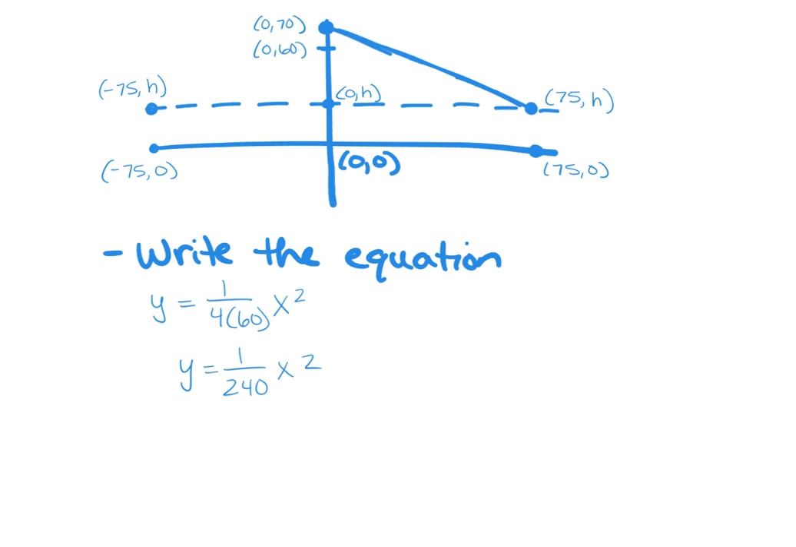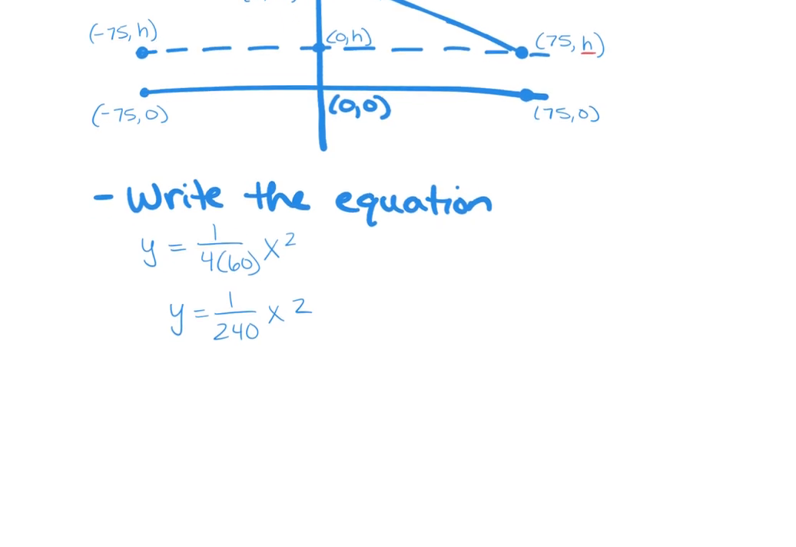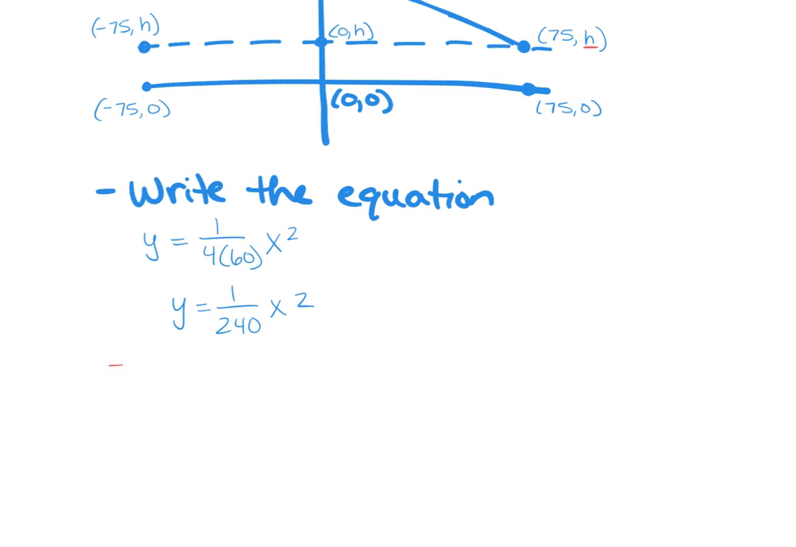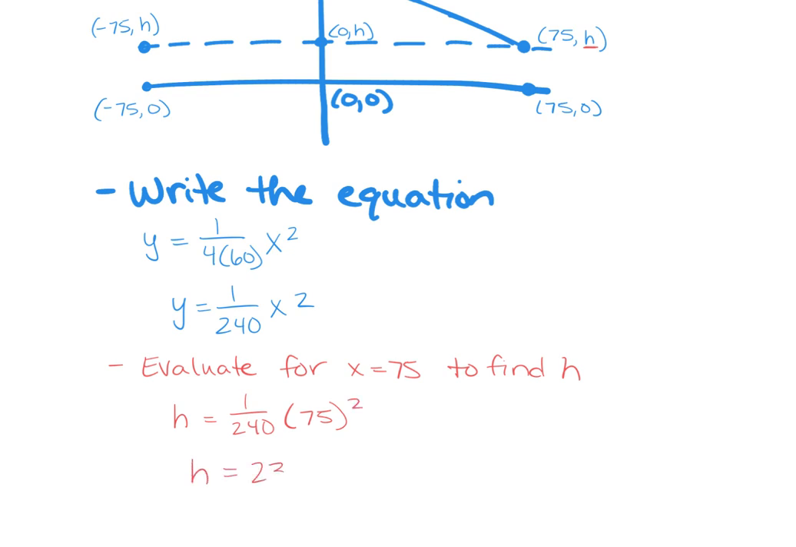Okay, we're going to try to find the height here. So we're going to plug in the 75 for x. My y is actually h on this. The x was 75 squared. Calculate to solve, and I'd get 23.4.